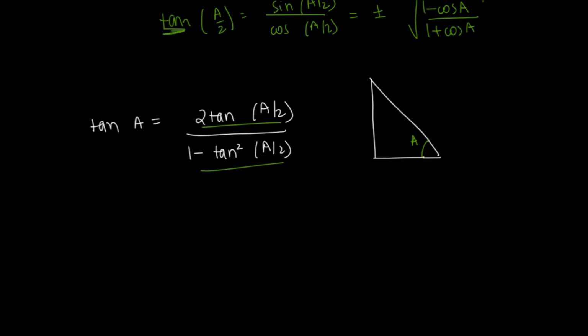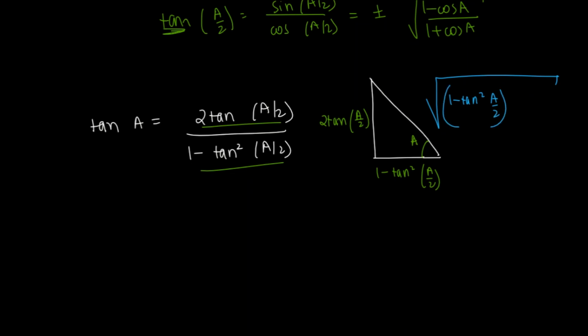So let's take it that the scale is just 1 to 1. Let's make the opposite side 2 tan of A over 2, and the base will be 1 minus tan squared of A over 2. In that case, you can write the hypotenuse as the square root of 1 minus tan squared of A over 2, all of this squared, plus 2 times tan of A over 2, all of this squared. This is just by the Pythagoras theorem, by the way. This will just give you 1 plus tan squared of A over 2.